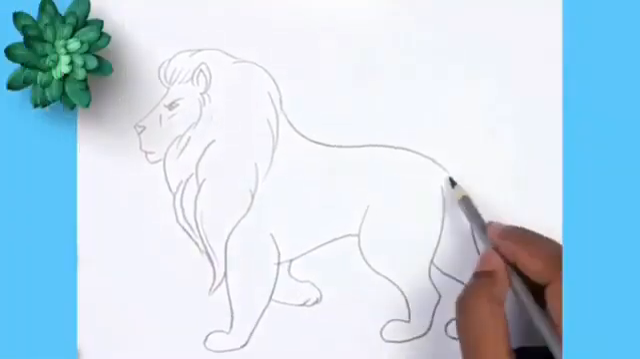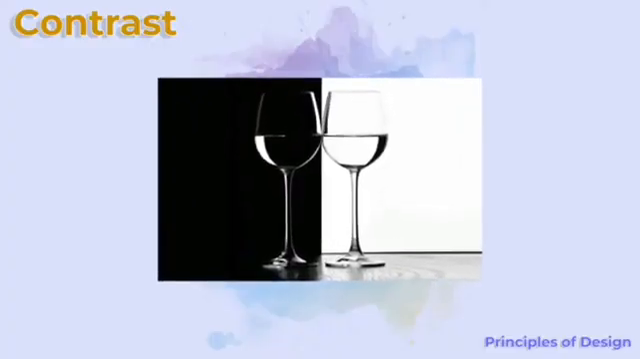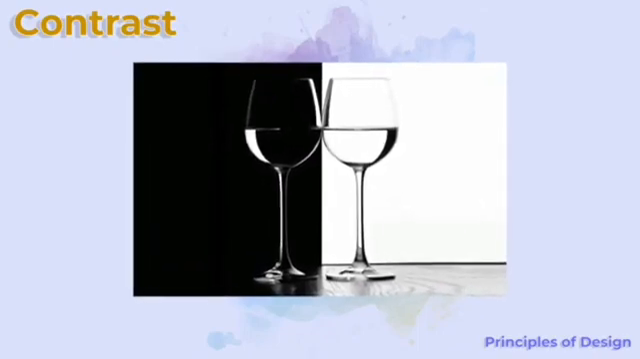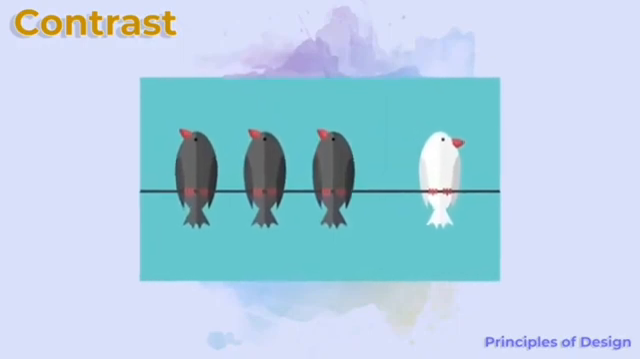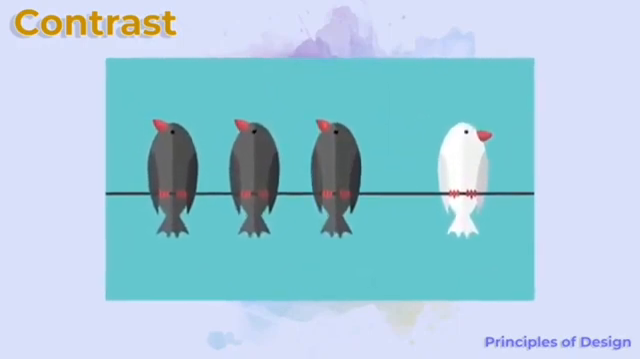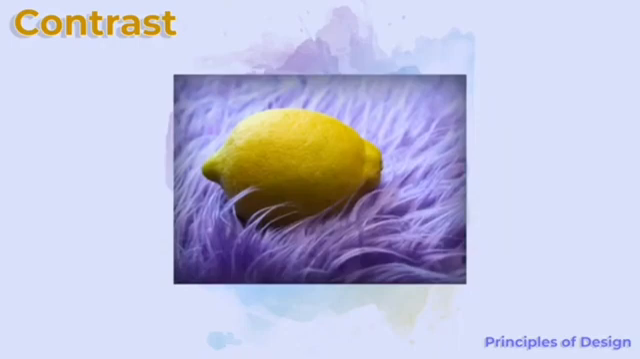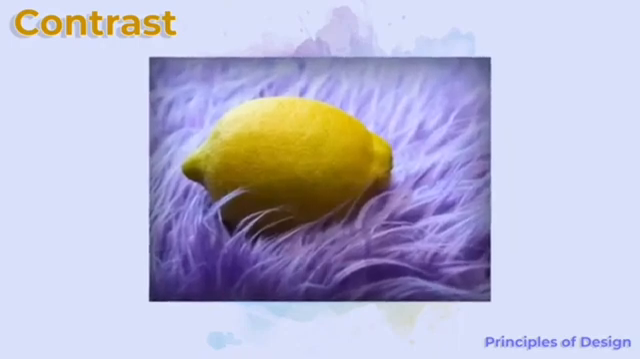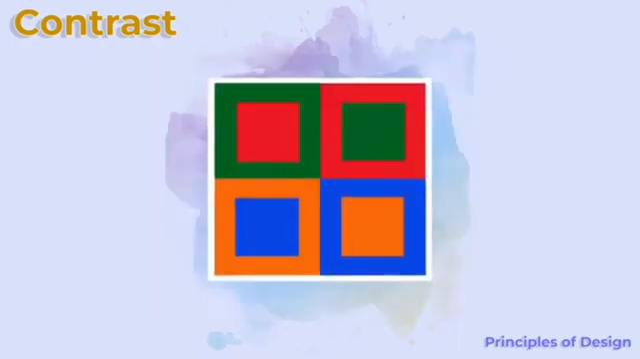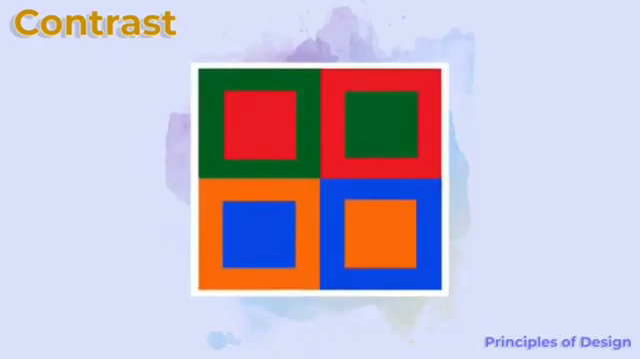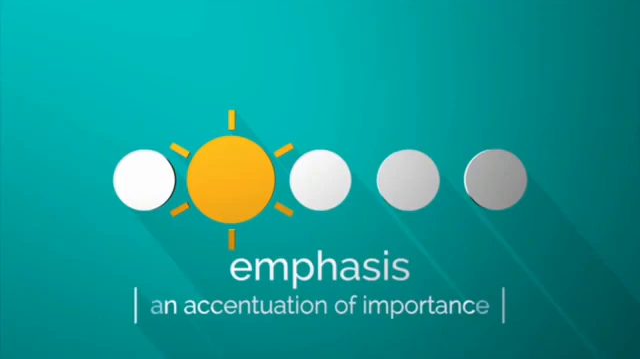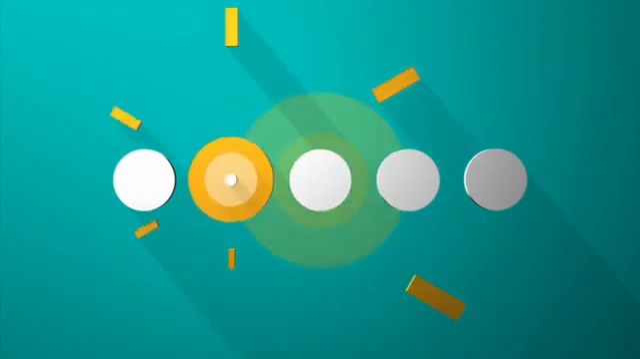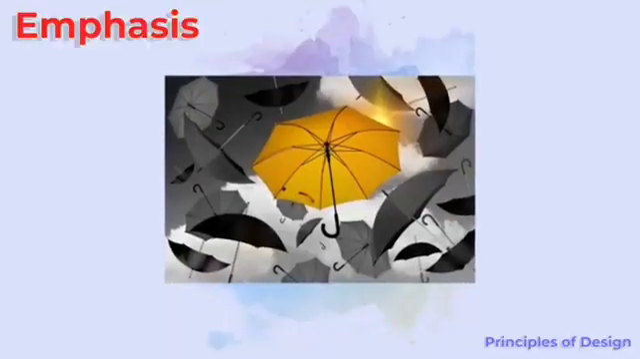Another principle of design is contrast. Contrast is used to create an area of visual interest, that is, the area you want the viewer to pay attention to. It also tells the difference between elements. Another principle of design is emphasis or dominance, and it is an accentuation of importance. That is, it is used to create an area of interest.